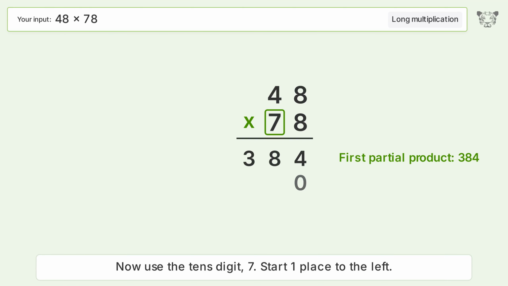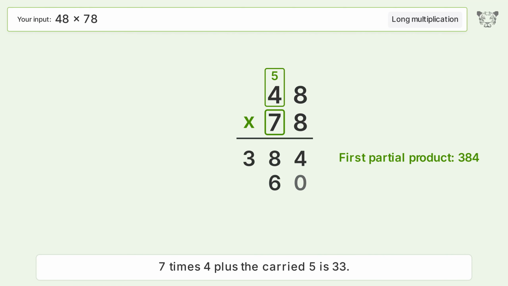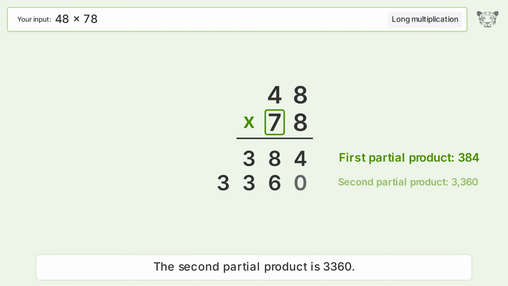Now use the tens digit, 7. Start one place to the left. 7 times 8 is 56. Put 6 in this column and carry 5. 7 times 4 plus the carried 5 is 33. The second partial product is 3,360.